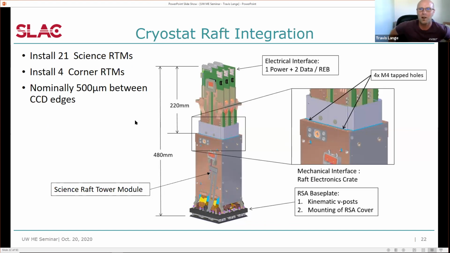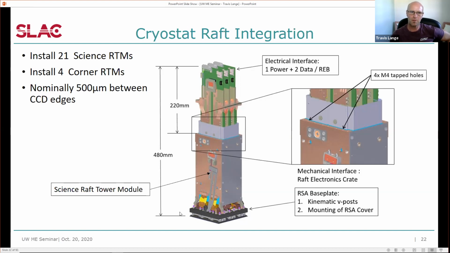So I'm going to talk a little bit about installing these Raft tower modules into the cryostat because that was one of the things that I spent a lot of my time on. We had 21 of these Science Raft tower modules that had to get installed into the cryostat. You can see they're a little over 2 feet tall, like half a meter tall. The base is 126 millimeters square.